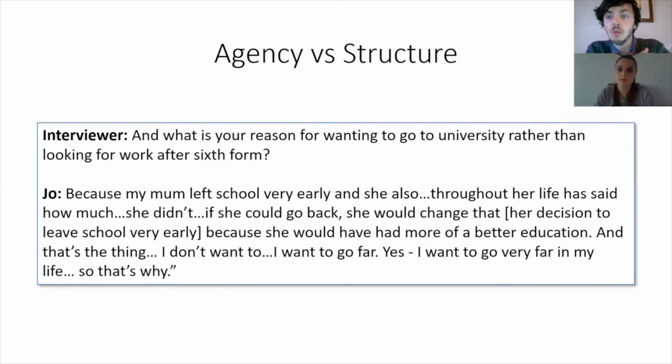But at the same time, we could argue that social structures also influence Jo's aspirations. She talks about her mother and her regret that she left school very early in her life. And so we can see that her mother's educational trajectory had an impact on Jo's aspirations. So the point I'm trying to make here is that sometimes it's quite difficult for us to distinguish whether it's individual agency or social structure that has an impact on our aspirations.